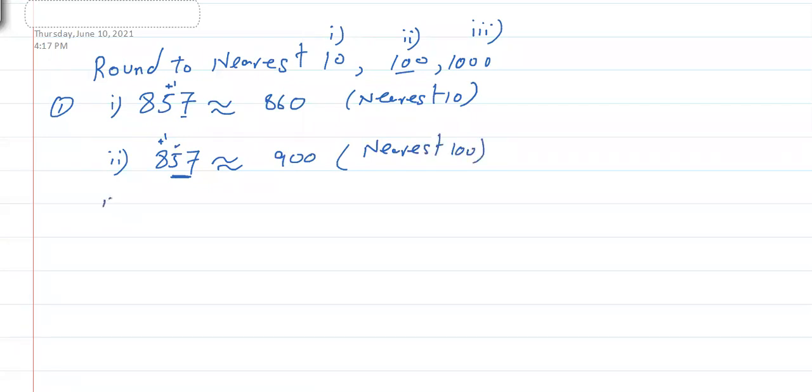Now for the third part, it's 857. I have to round to 1000. I told you for a three digit number, if it is more than 500, it will round to 1000. So now I will say nearest 1000. Keeping this in mind, for every part you will do like this. Now I'm giving you further examples.